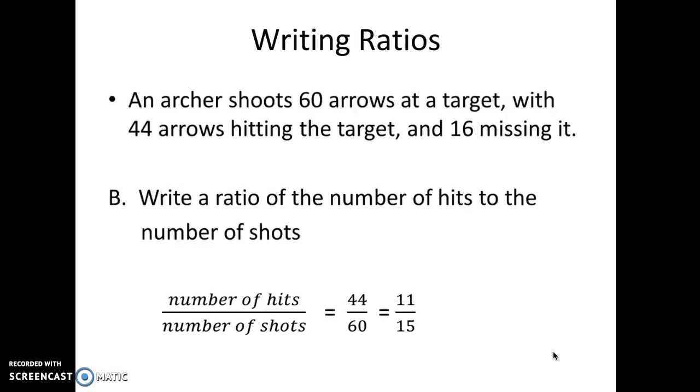So again, if we wanted to think about this same example but write a different ratio, we could write the ratio of the number of hits to the number of shots. We know the number of hits is 44. The number of shots is given in this word problem as 60. So now my ratio will be 44 to 60. I could simplify it to 11/15. So we can write lots of different ratios for one word problem.